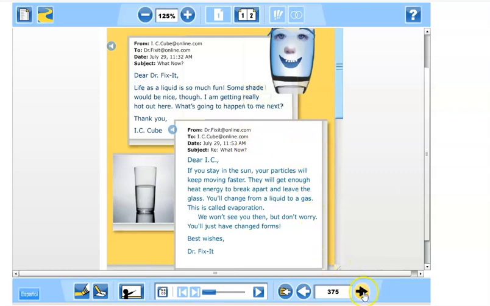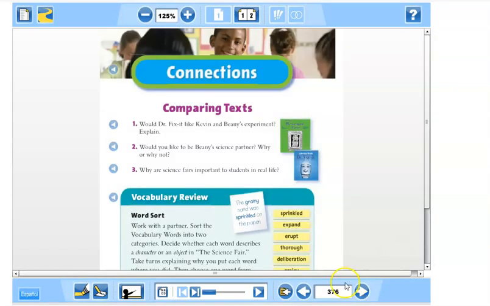All right, so we're going to move on to comparing the text. So would Dr. Fixit like Kevin and Beanie's experiment and explain? Dr. Fixit definitely talks about science, and Kevin and Beanie were basing their entire science experiment on science. So think about, would Dr. Fixit like Kevin and Beanie's experiment? I would have to say yes, when you compare those two texts, he would like the experiment because it would help him to show why ice cubes melt.